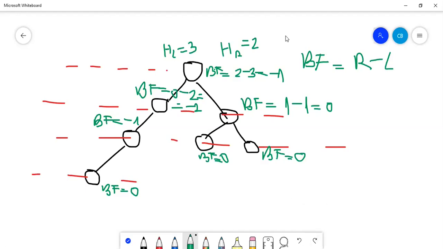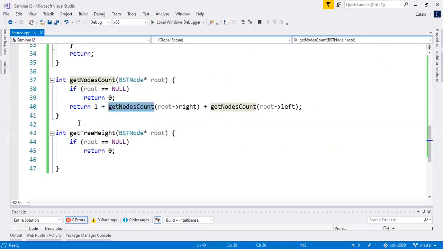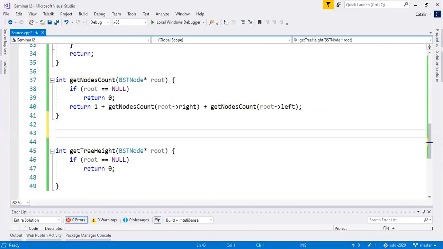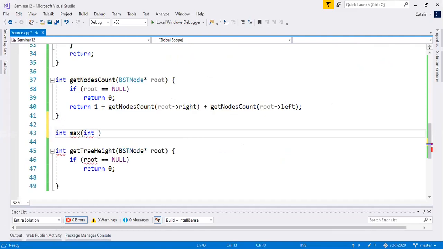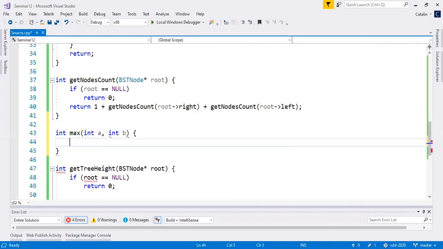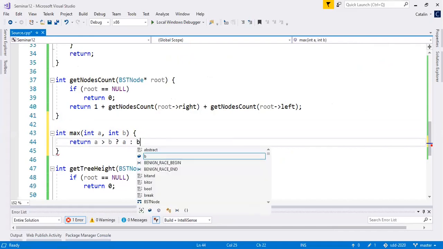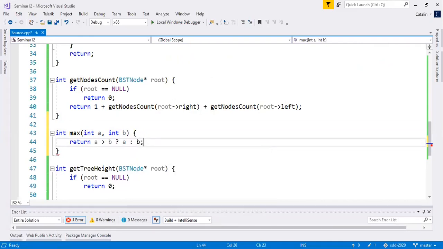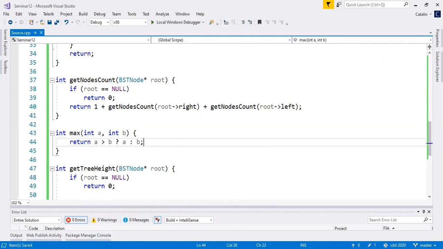Okay, so if I go back here, we need this function, maximum between two values. Max, int a, int b. Okay, so here I have return if a greater than b, this is the question, return a, otherwise return b. Now, if they are equal, it doesn't matter. They are both the maximum. Sometimes they are equal.